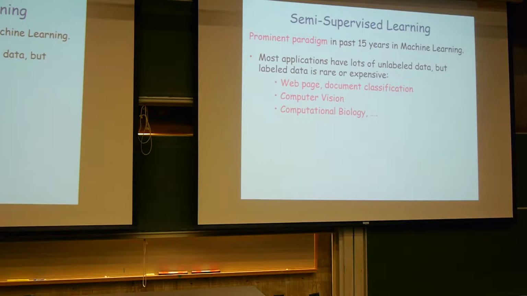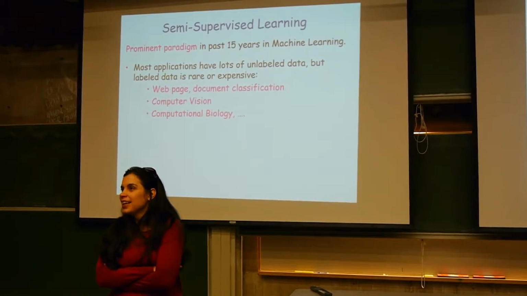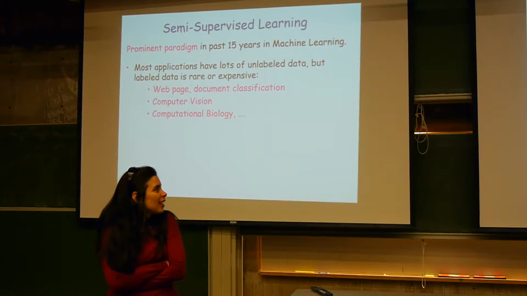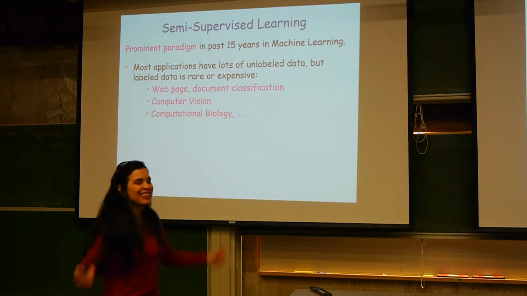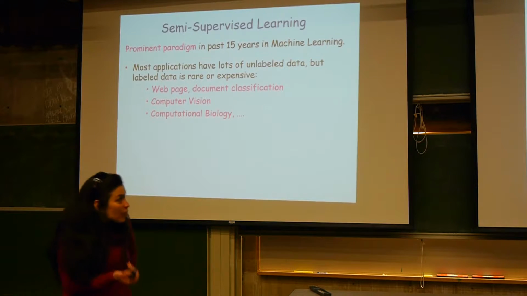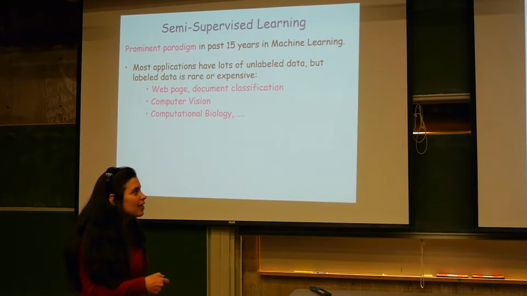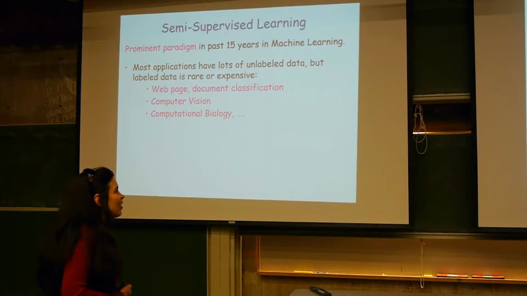Okay, so first of all, do you believe me that many of the modern machine learning applications have huge amounts of data? I think it's almost obvious. Most machine learning data sets have huge amounts of data. You can read some of the examples here: computer vision, computational biology, and so on. Data is generated all the time. I'm sure you all read the news. Because of that, semi-supervised learning has become a prominent paradigm in recent years in machine learning.